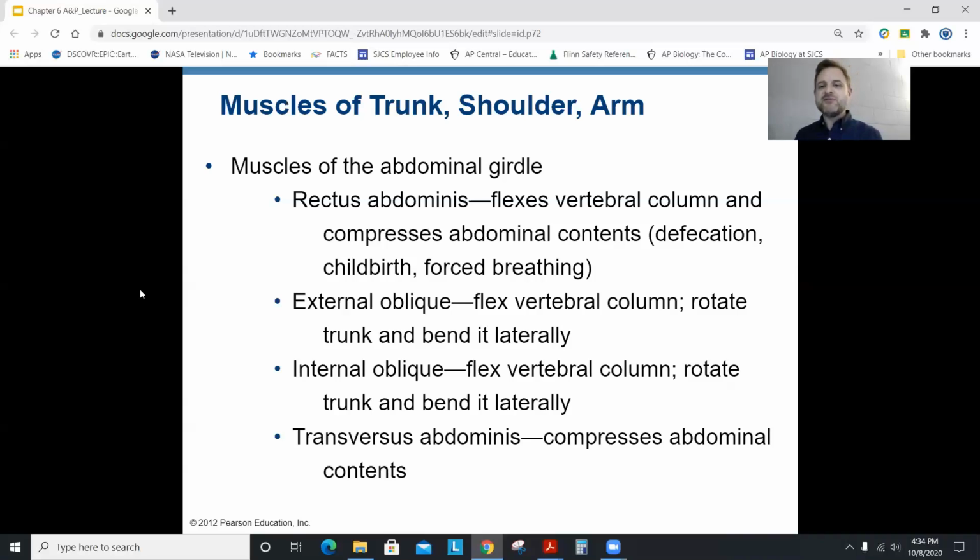External obliques also flex your vertebral column, but you can also go forward or go side to side a little bit. Those are because of your external and your internal obliques. Your transverse abdominis, like I say, compresses the abdominal contents, which would be if you're having a baby, forcing yourself to breathe, or going to the bathroom.